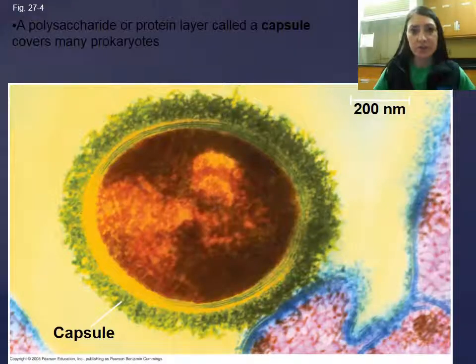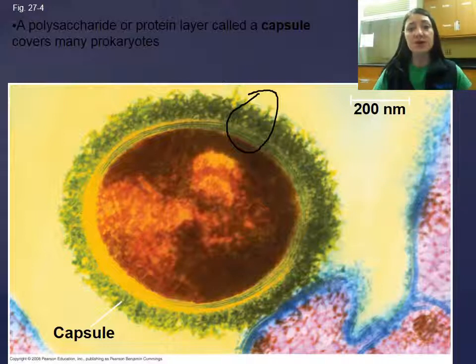All right, you're looking at Streptococcus bacteria. This is a prokaryote, and on the outer surface of that prokaryote you have what's called a capsule. A capsule is a polysaccharide or protein layer whose function is to protect the cell from drying out. But in this particular species, the function of that capsule is to allow it to adhere to the surface of the respiratory tract. So you would find this particular bacteria infecting the respiratory tract of an organism.